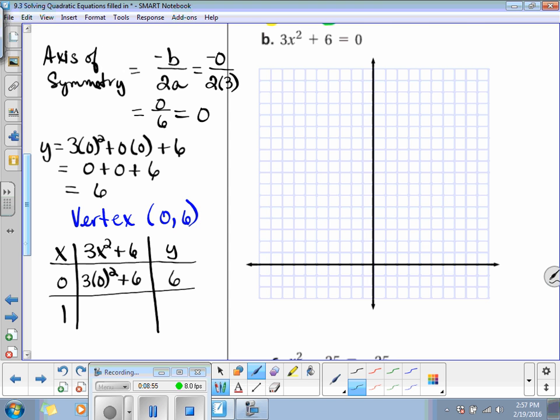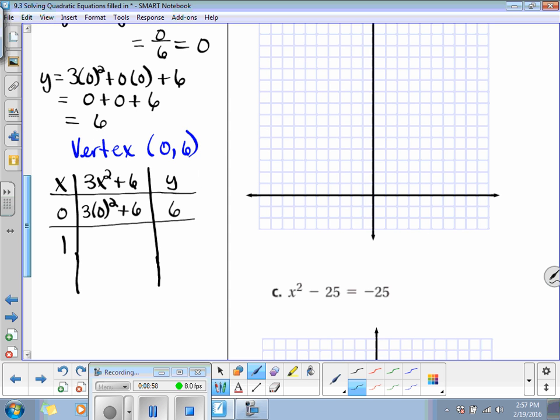So let's add another one in here, and let's do 2. Okay? All right. So we've got 3 times 1 squared plus 6. So that's going to be 1 squared is 1 times 3 is 3. So 3 plus 6 is 9. Right? Then we have 3 times 2 squared plus 6. So that's 2 squared is 4 times 3 is 12 plus 6 is 18. Okay, so now we have two other points. Is everybody clear?